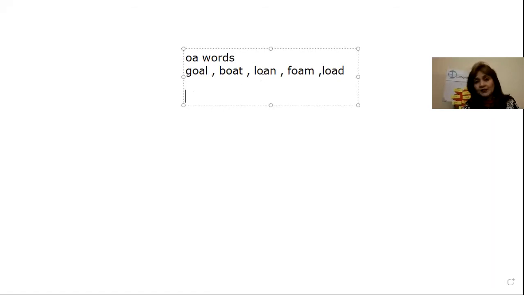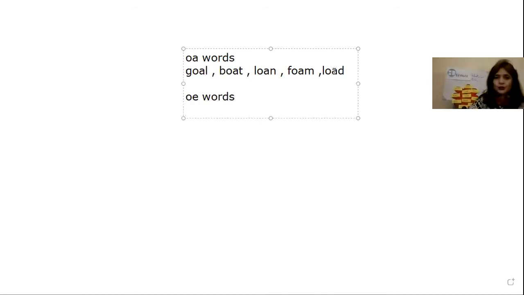Then boat, you know the meaning of boat. Loan means to lend something. Foam is a kind of material. And then load, it is very heavy. This thing is of a very heavy load, right? So these were OA words. Now let's find out OE words.